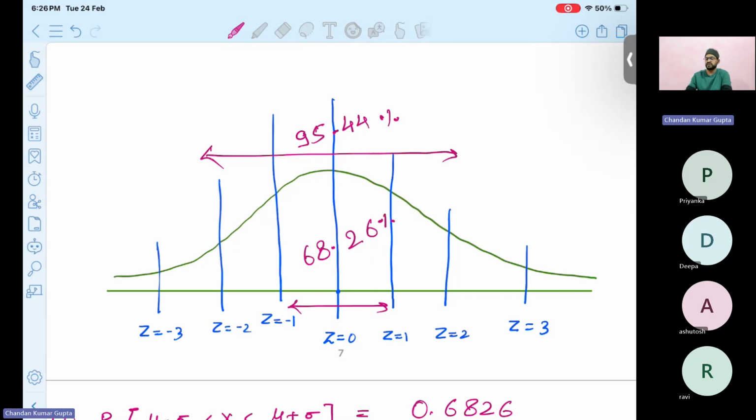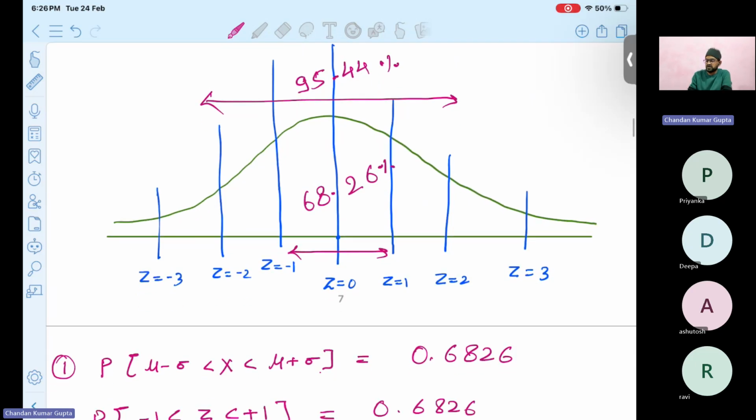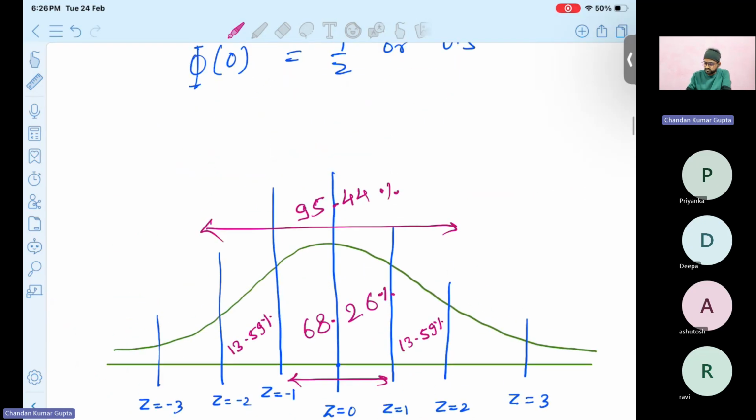95.44% of the data lie within 2 sigma limit. Okay. So if you calculate, you may find that the probability distribution within 1 to 2 sigma limit from the left as well as from the right is approximately 13.59%, that is 0.1359. And since it is symmetrical, it is 13.59% on the other side as well.